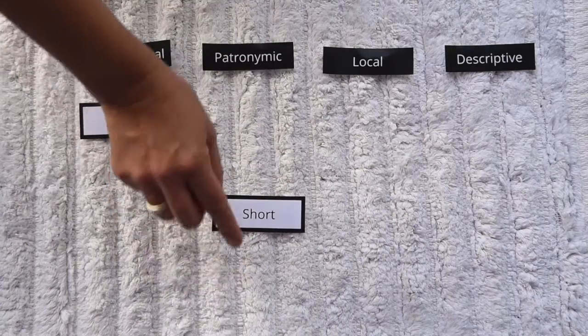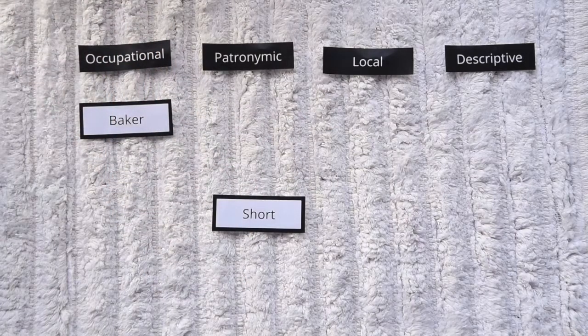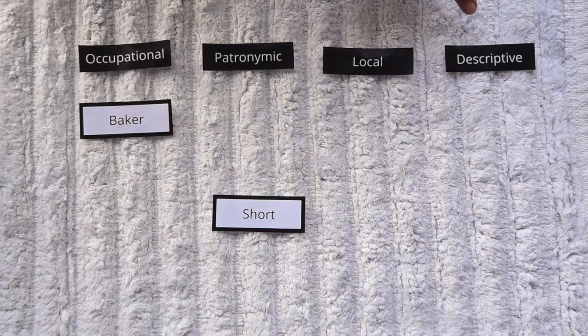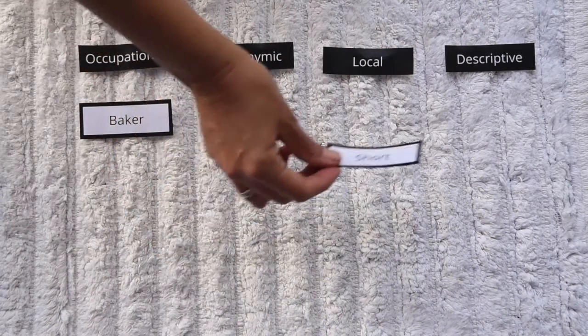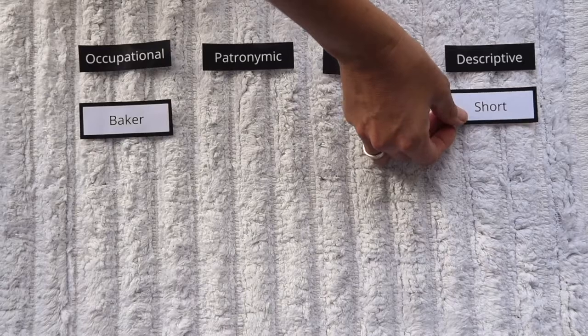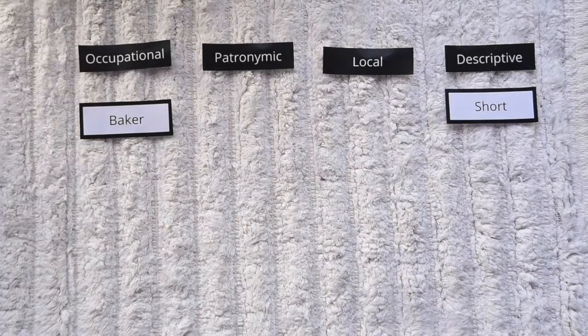What about this name? Short. That's not an occupational name. It's not a patronymic name. It's not a local name, but it is a descriptive name. Imagine we had two Marys in our village. We had a Mary who was short and a Mary who was tall. You would tell me to go to Mary Short for something I needed.